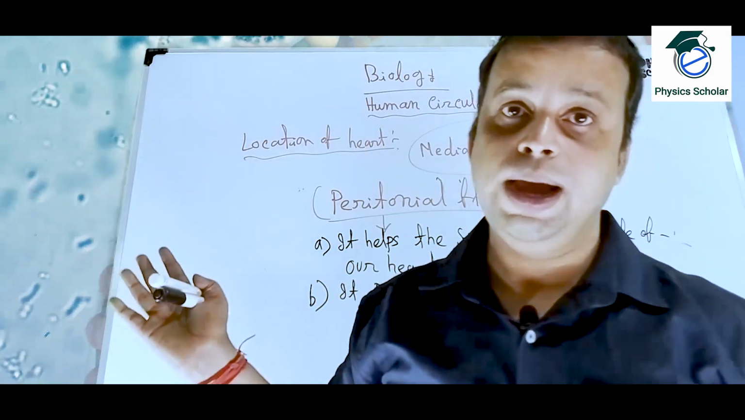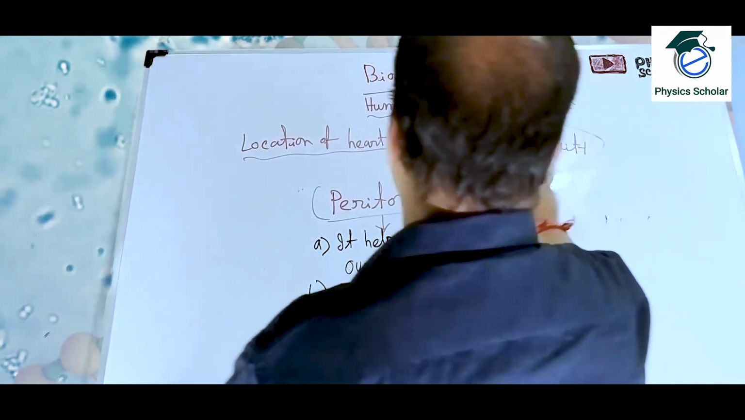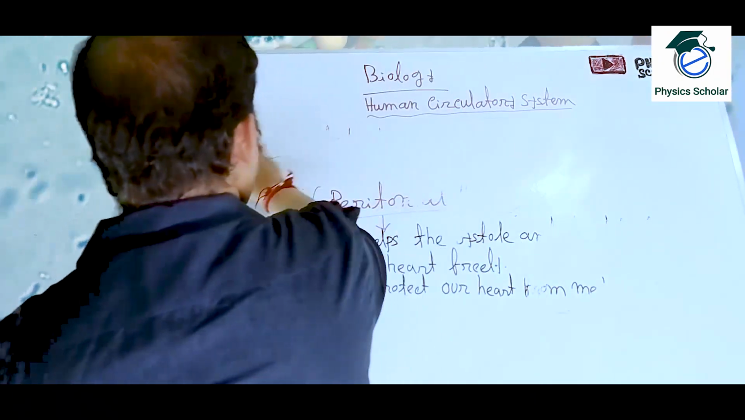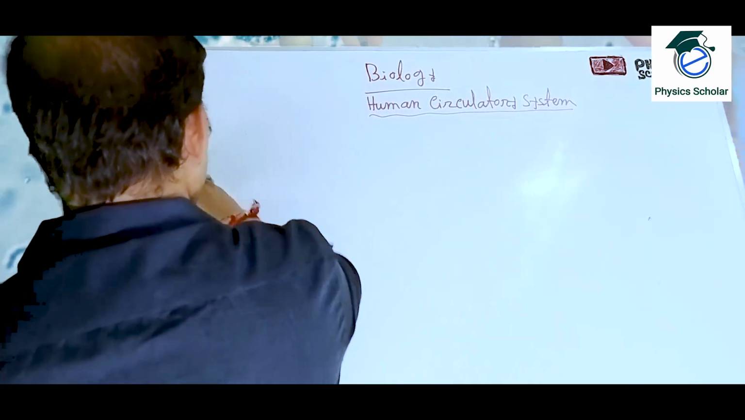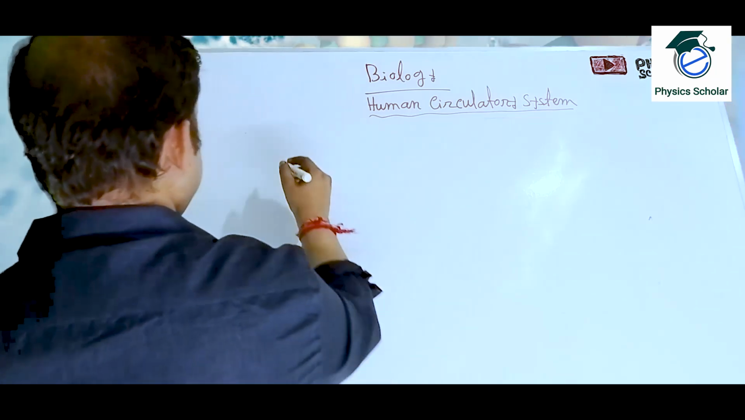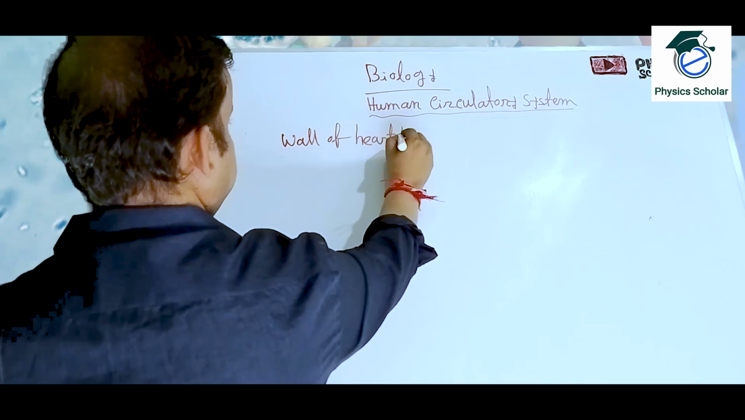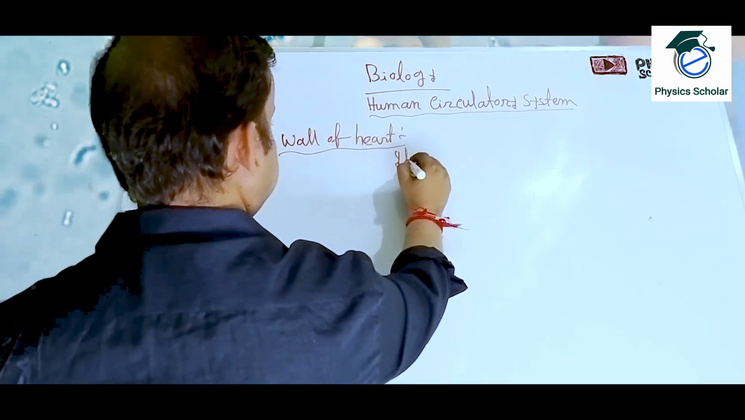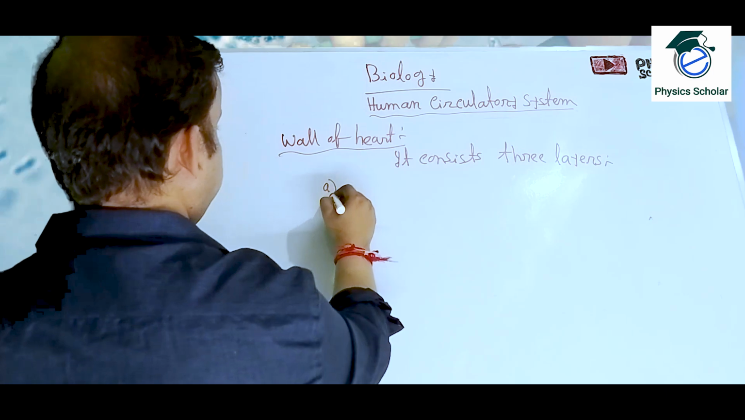So students, hope up to this you have understood. Now let us move to the next topic. Okay, now coming to the next topic, the wall of heart. Clear? So it consists of three layers. So first one is myocardium.